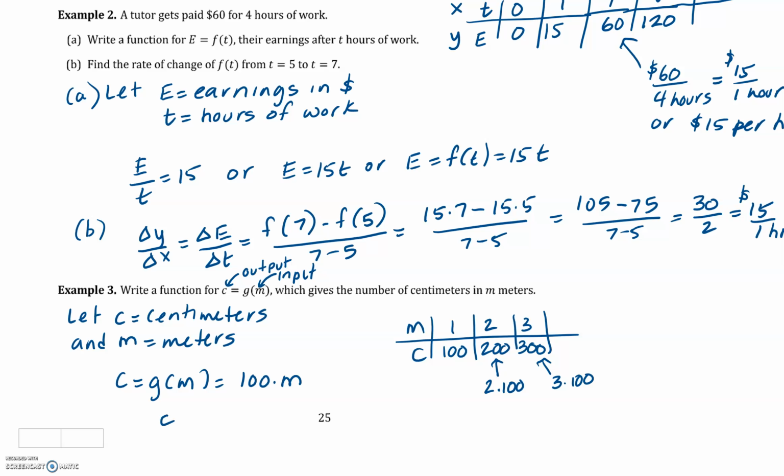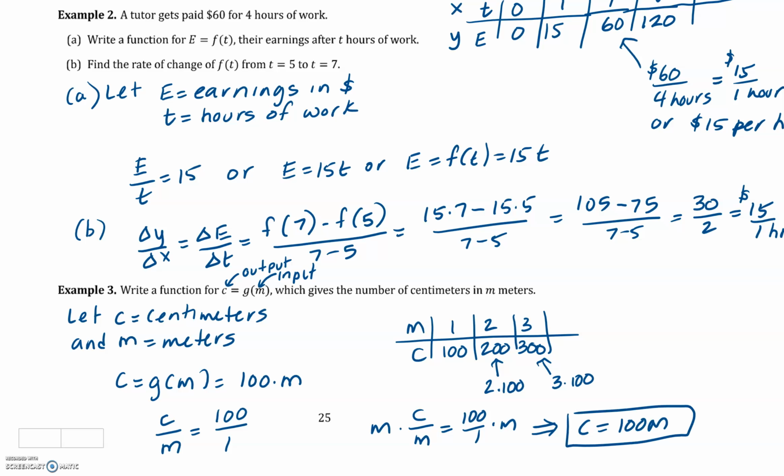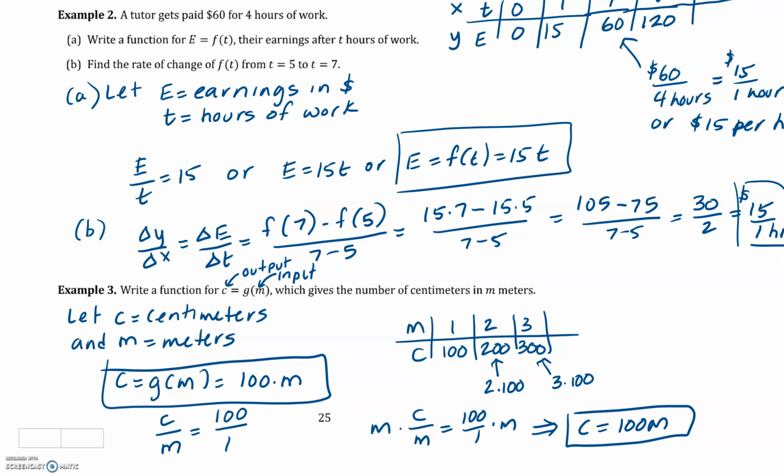You could have also said centimeters to meters is 100. There's 100 centimeters to 1 meter. So you can see that you can also get it using proportionality. So this would be the same as C over M equals 100 over 1, multiply both sides by M, and you would get C equals 100M, which is the same answer that we got over here. And by the way, here are the answers for example 2.